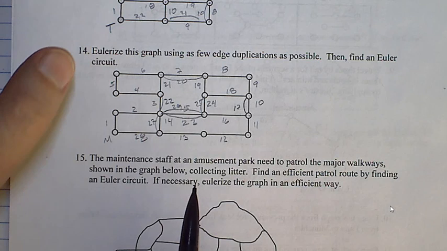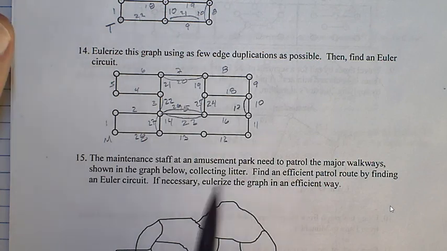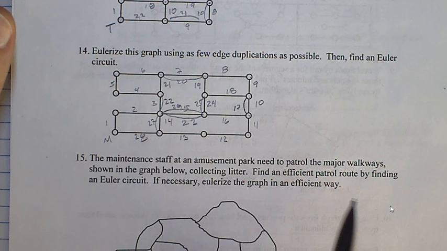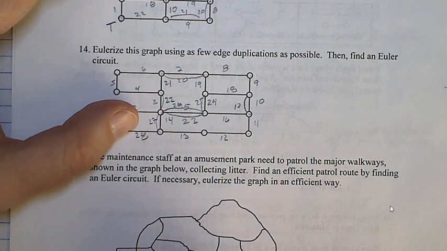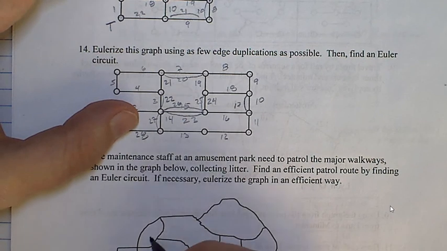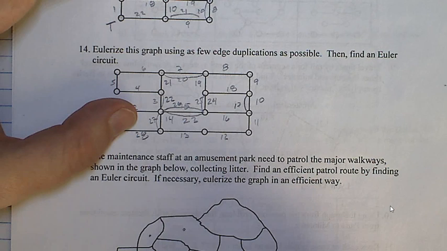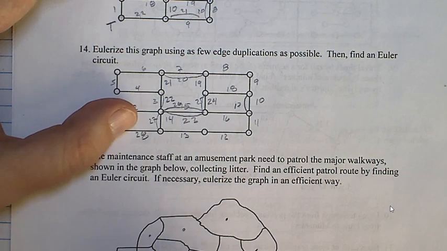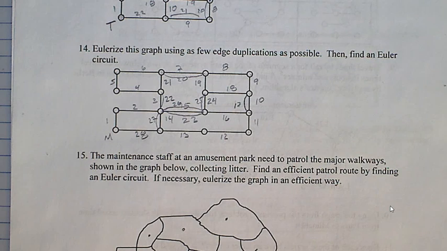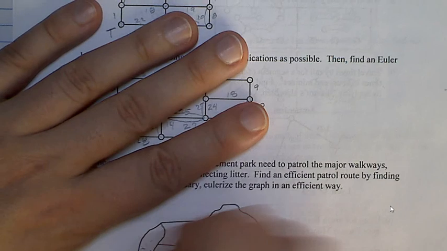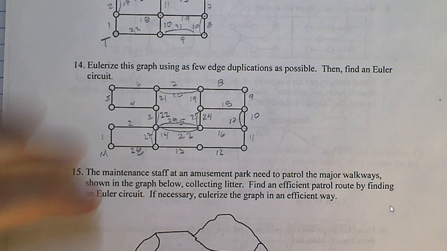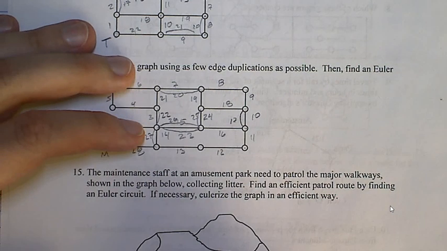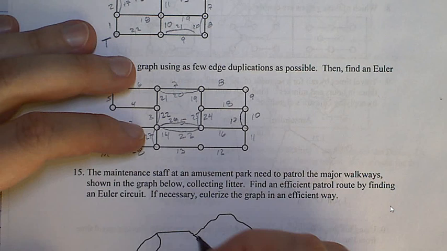Okay, so the maintenance staff need to patrol the major walkways shown in the graph below, collecting litter. Find an efficient patrol route using an Euler circuit. If necessary, Eulerize the graph in an efficient way. So, like, there's dots in the middle of each of these. I just drew dots where all of the intersections were. That's probably the right way to think of it. So, yeah, the dots are here. No, you're right. I was thinking of it wrong.